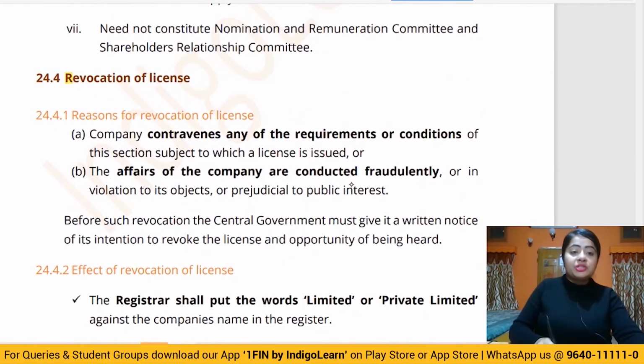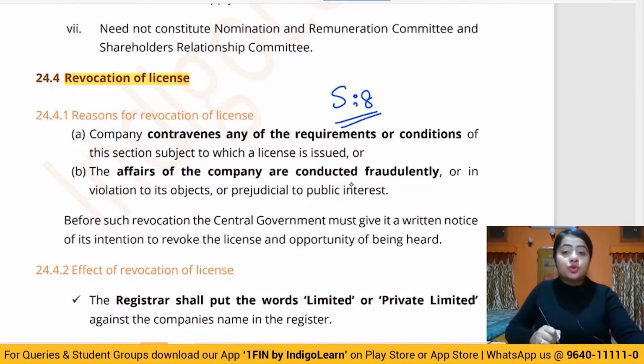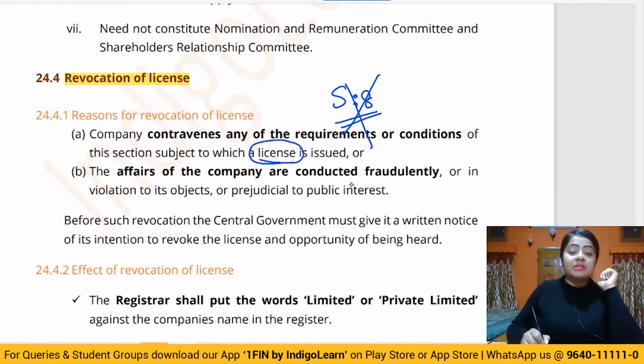Now let's talk about revocation of license. Let's say a Section 8 company does not follow the requirements of Section number 8. Section number 8 says that dividend should not be distributed, but this Section number 8 company distributes the dividend. So it does not follow Section number 8. When a Section number 8 company is created, we know that the company has to take a license from the central government. Now in the license, there are certain terms and conditions which are specified by the central government, which this Section 8 company has to follow.